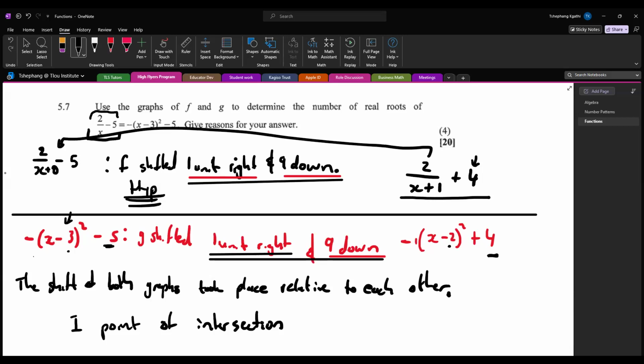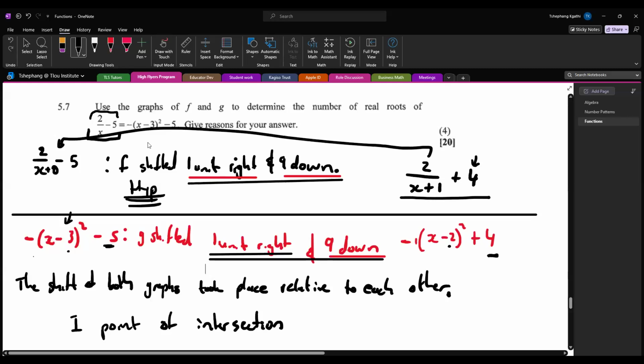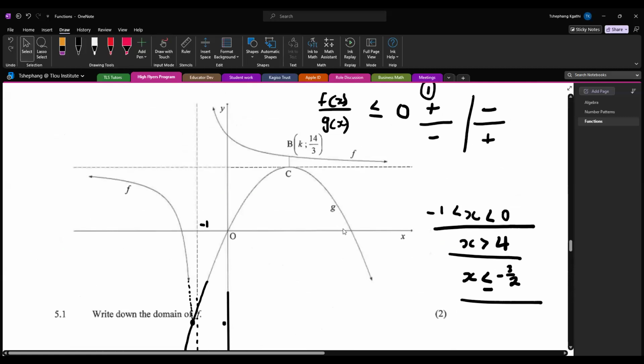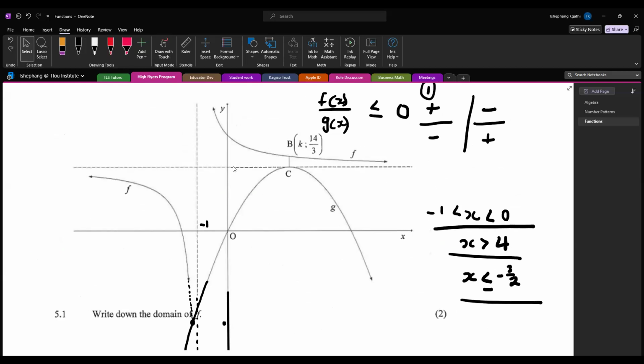Surely that means something. Because we're only dealing with the parabola and the hyperbola here, that's what they gave us with the scholar. If the parabola is being shifted 1 unit to the right and 9 units down, and the same thing is being done to the hyperbola, it means that we are actually shifting everything as it is, 1 unit to the right and 9 units down. Okay. Now we need to check, where were our graphs touching each other?